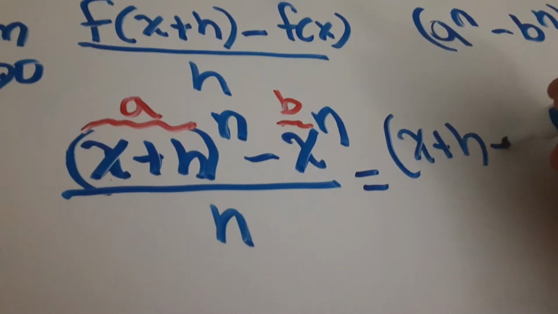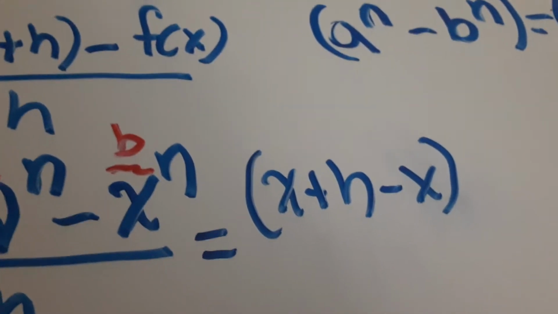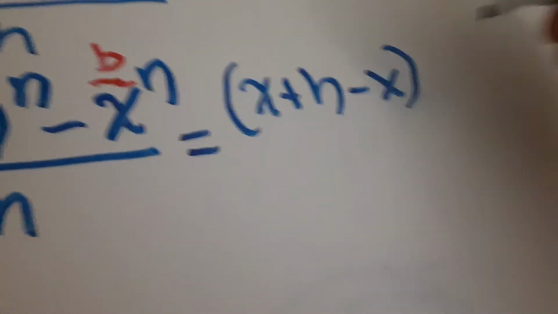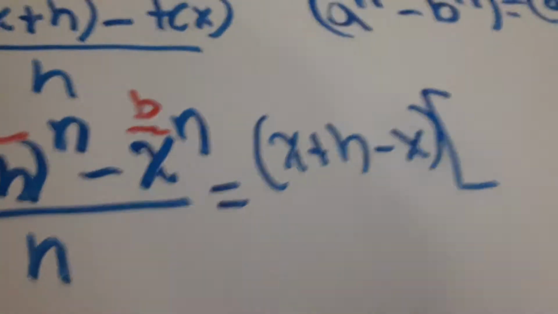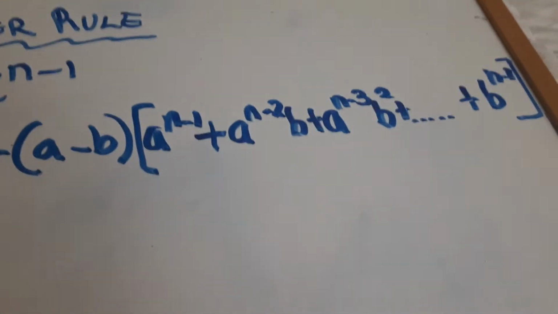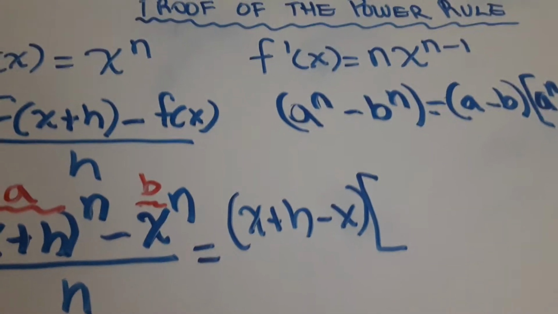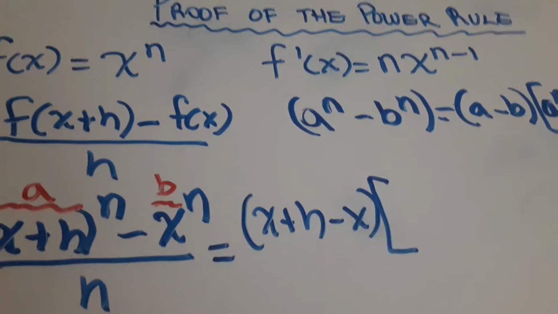B is x. So right there I have a minus b. This is my a minus b, right? Because x plus h is a and x is b. Then I'm going to open the bracket here. We're going to do this monster right there, okay? It's not difficult. It's about just replacing, substituting expressions, all right?